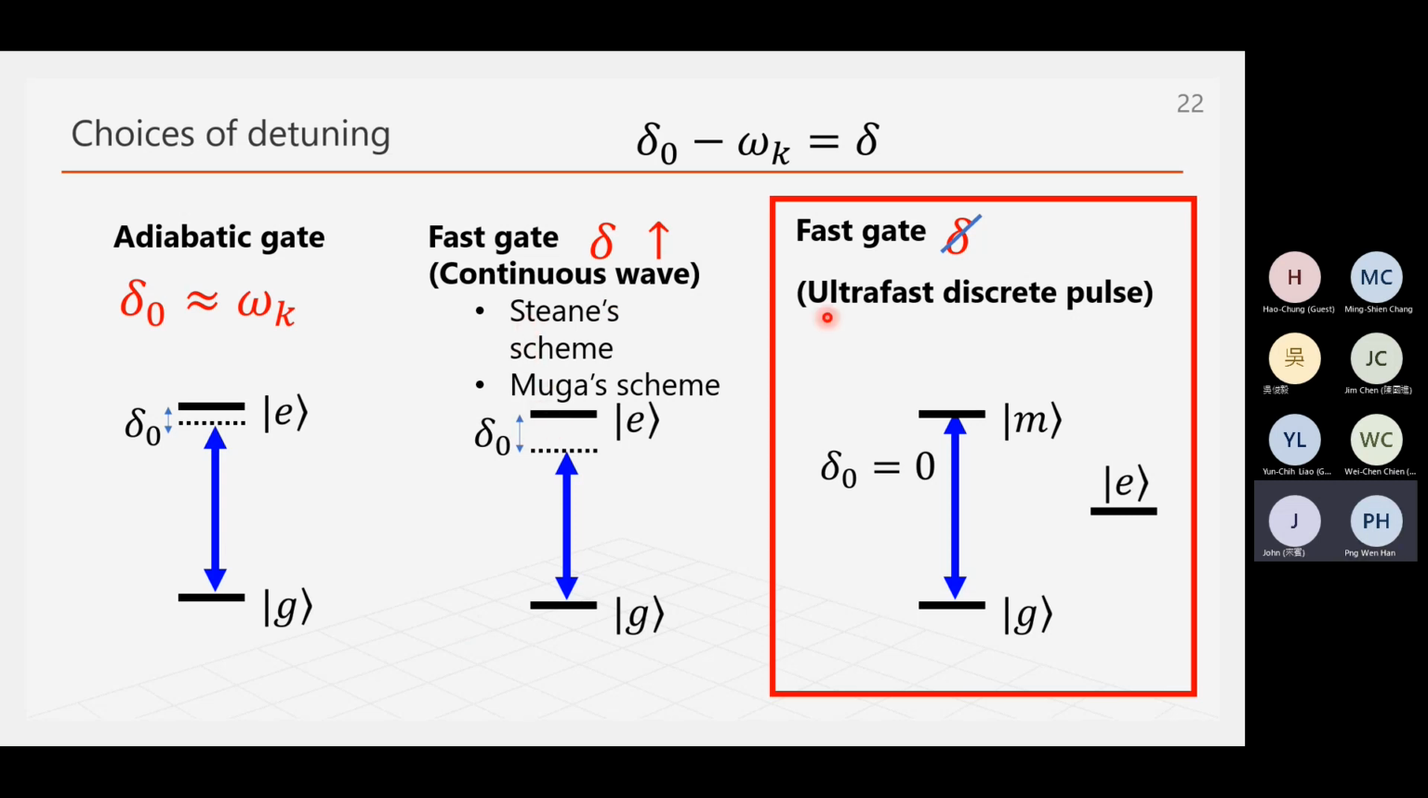Okay, but now what I want to introduce next is the fast gate using ultra-fast discrete pulses. So here, we are not depending on the sideband resolving mechanism. And here we are driving the lasers on resonance to the intermediate states. Here you could see that the force is only imparted on the ground state, but not the excited state.